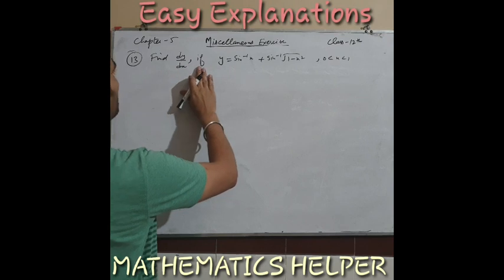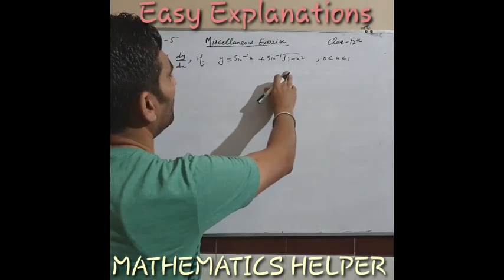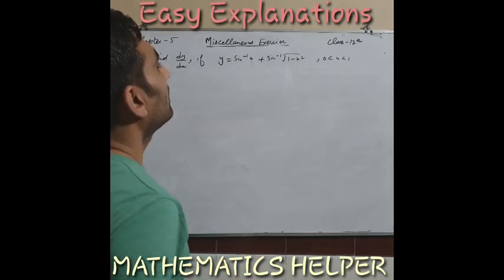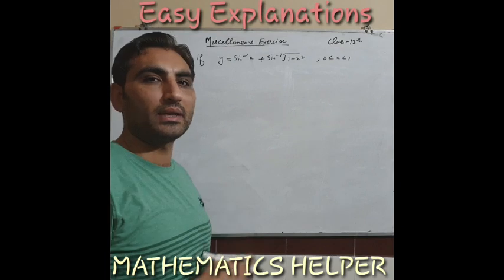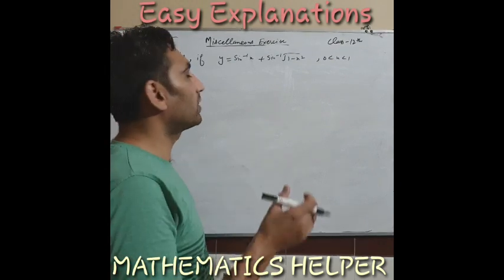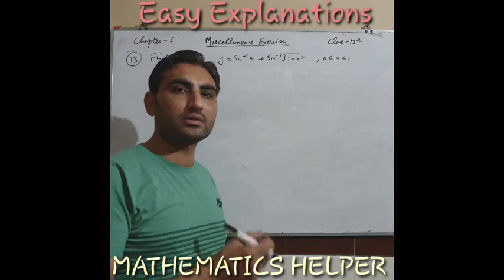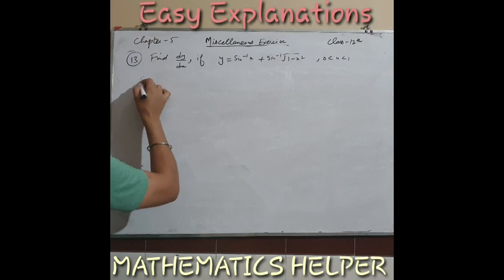Find dy upon dx if y equal to sine inverse x plus sine inverse square root of 1 minus x square. If directly we go for its derivative, that will take a lot of time as well as there is a difficult procedure. So for that, you can take help from concepts given in chapter number 2, inverse trigonometry. You can use replacement here for x. So let's see what we have to write here.